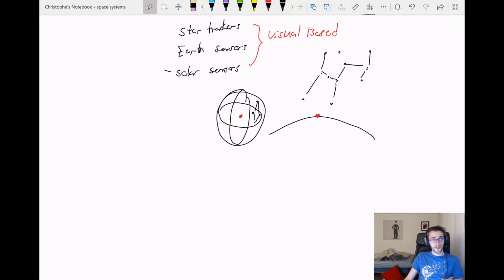That's an Earth sensor, and it senses the Earth, obviously. Now the thing is, if you have an Earth-centric satellite, you might not necessarily see the entire Earth. So we've got our Earth here, and you've got your satellite orbiting it, right?